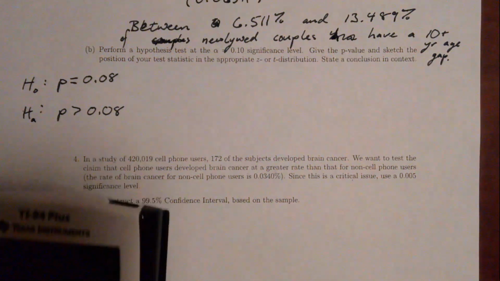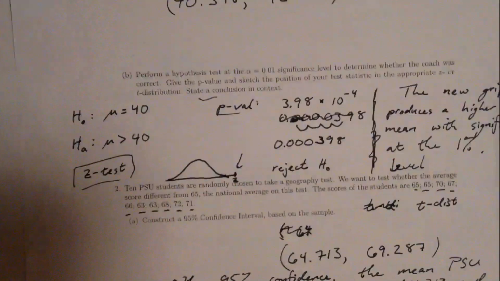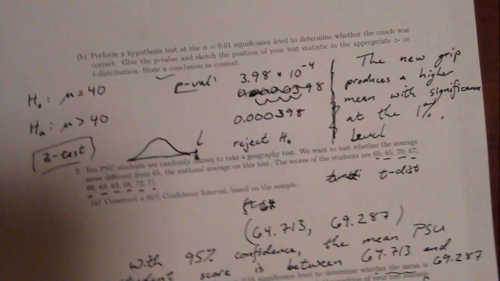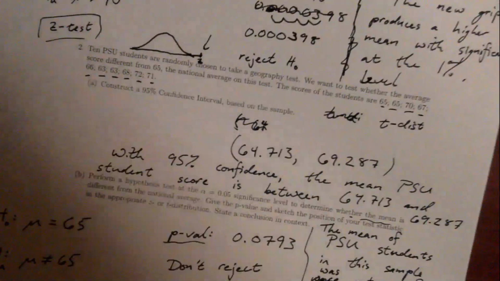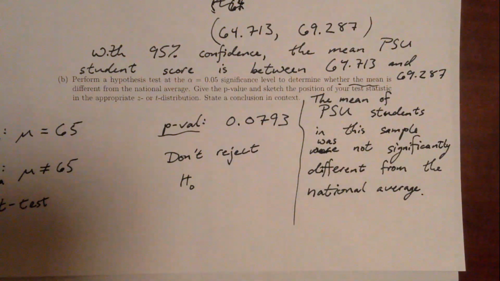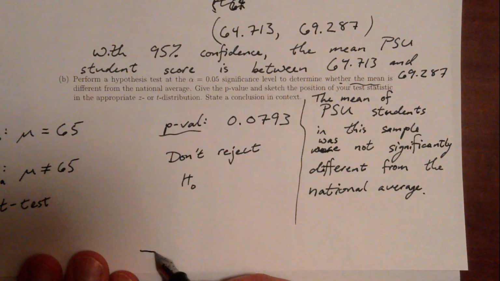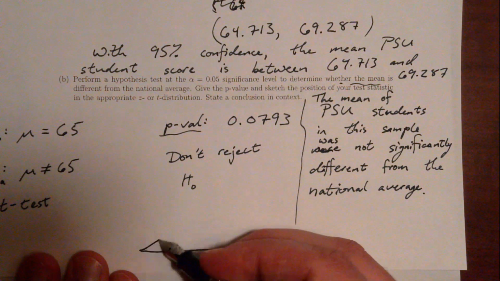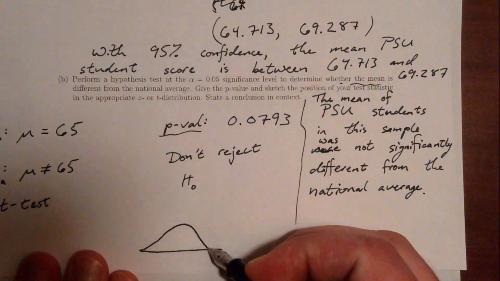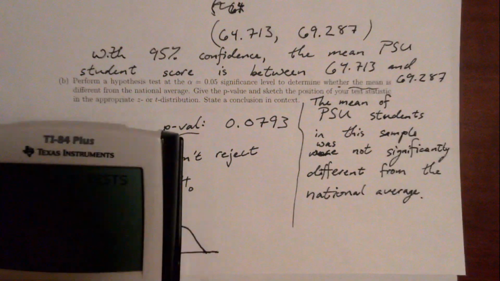Oh, we didn't sketch the last one, did we? Let's go quickly back to the last one. We forgot to sketch the position on the bell curve. So here specifically, going back to these PSU students, the data should all still be fresh in the calculator since we haven't made any adjustments on a t-test. So we've got a bell curve here. So let's just go back to the t-test.